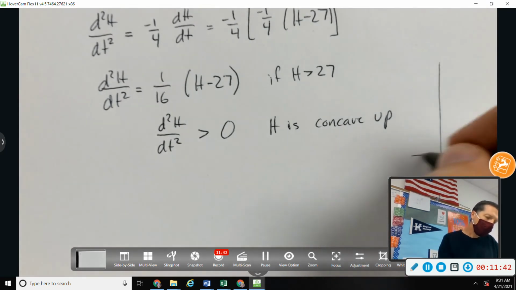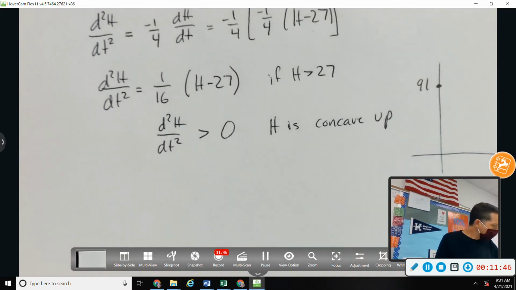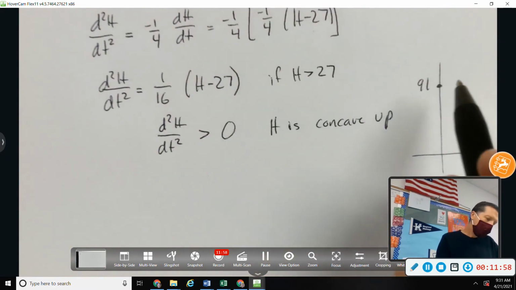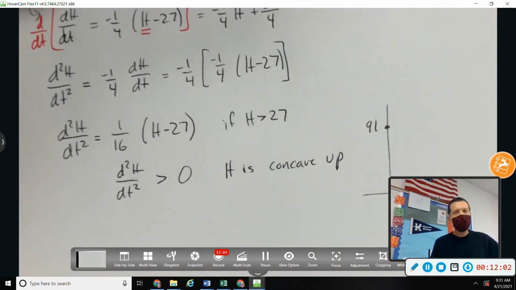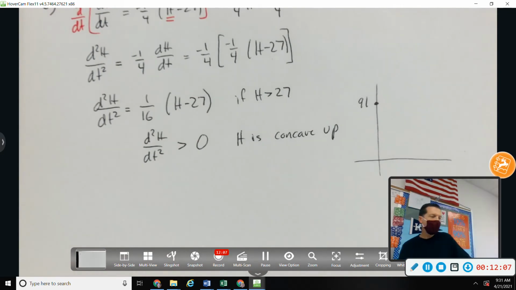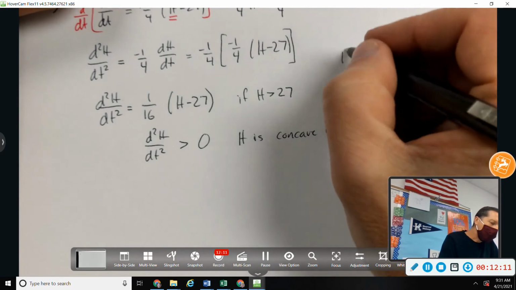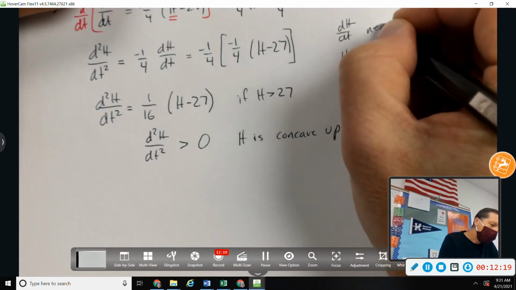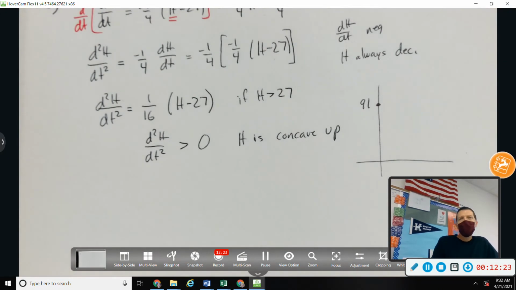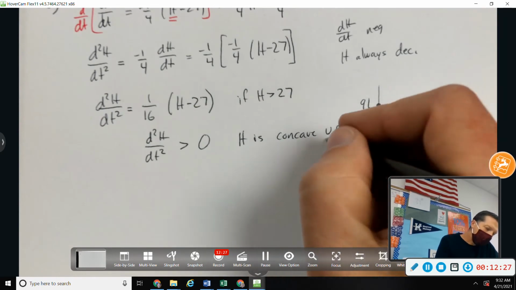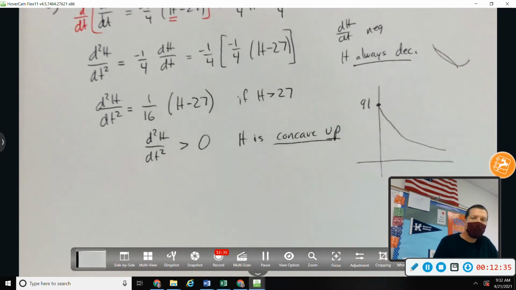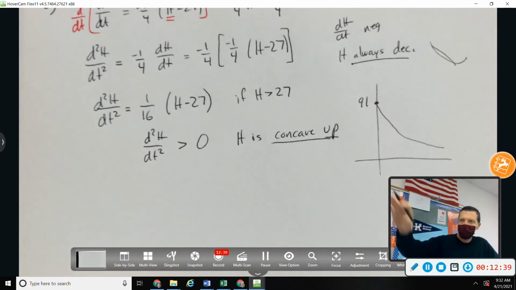So I'm trying to get a picture of what's going on here. We're at 0, we're at 91. At 3, we think that it's whatever that was. I think from just the context of the problem, the potato is decreasing in temperature because we took it out of boiling water. Also, maybe we should have said this. H is always decreasing because dH dt is always negative. So I'm decreasing concave up. So decreasing but concave up. So something like that. And that makes sense. That's what a temperature does when you take something out of the oven.